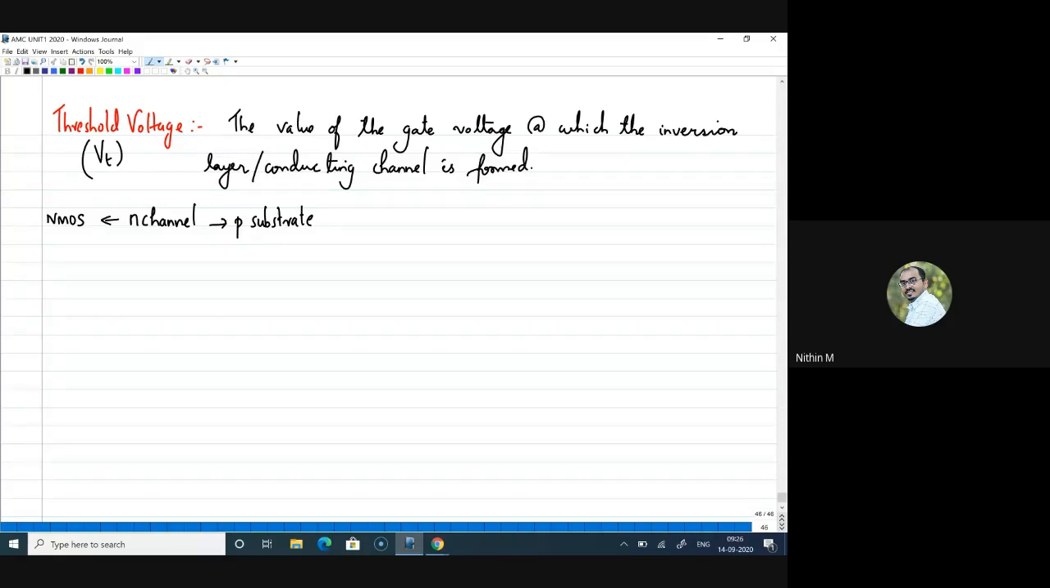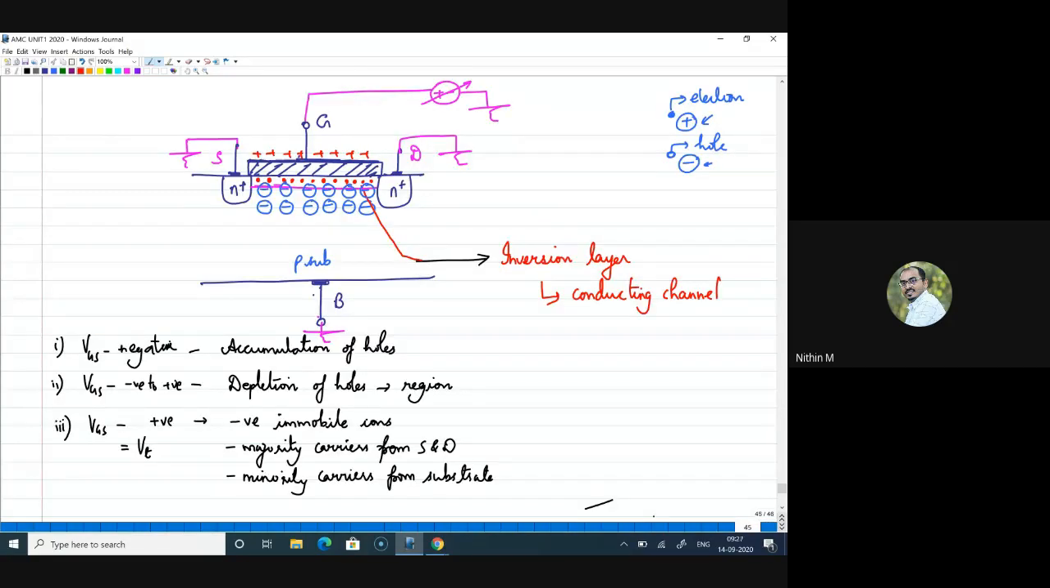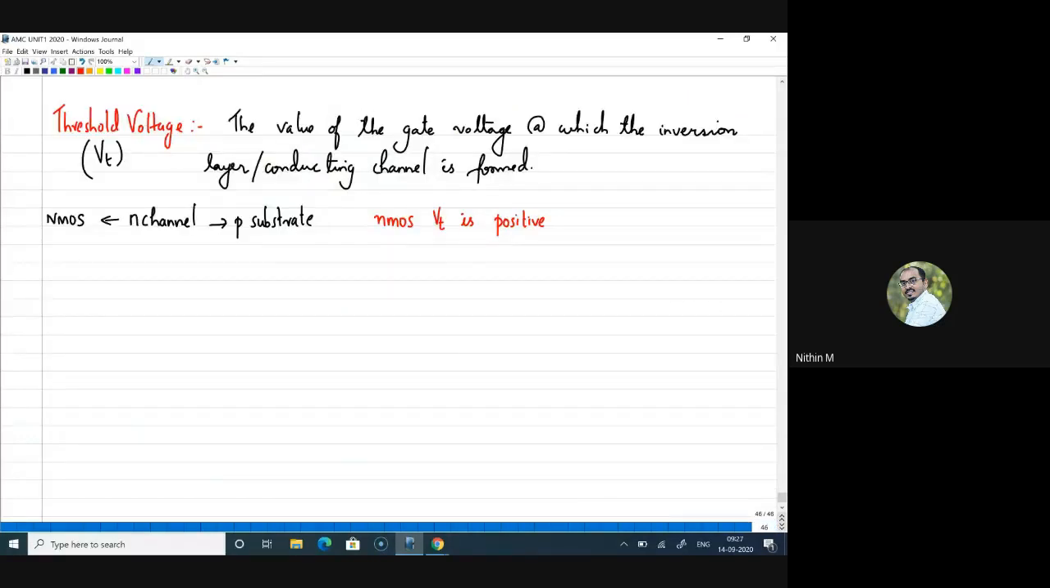Now, can you tell me what should be the polarity of this threshold voltage? From the discussion, it is clear what the polarity is, whether positive or negative. Can I get a response? Yes, it is positive. So NMOS VT is positive. Now at this point you can think of what happens in the other type of MOSFET. What is the other type of MOSFET? The other type is the P MOSFET.